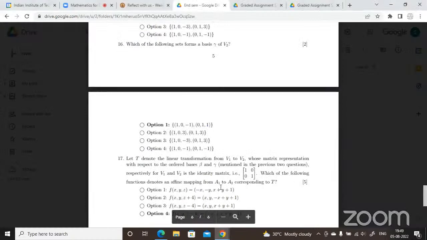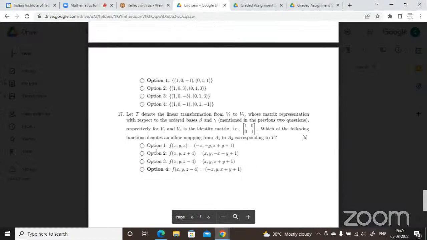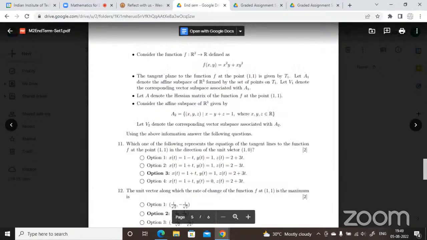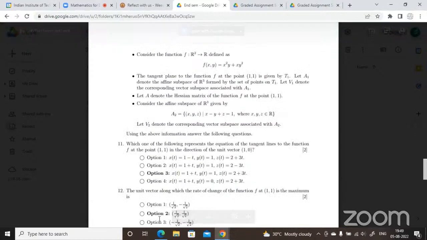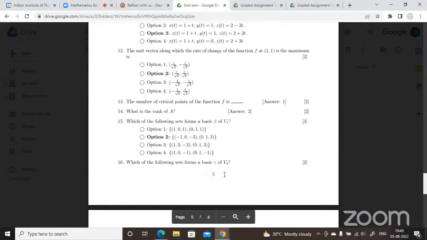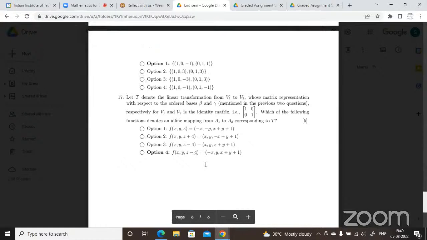What should we do? Which of the following functions denotes an affine mapping from A1 to A2? Okay, fine. Okay, what is A1? Did you calculate A1? What is that number that we are getting? Has anyone calculated A1? Some number we'll get here. Let's check what that number has to be. Z minus 4. So I think it should be 4.